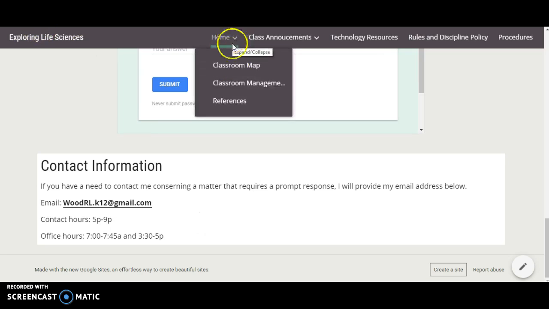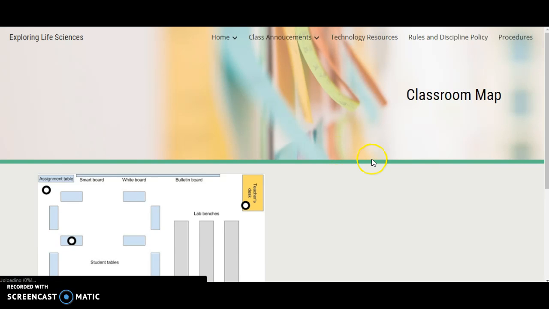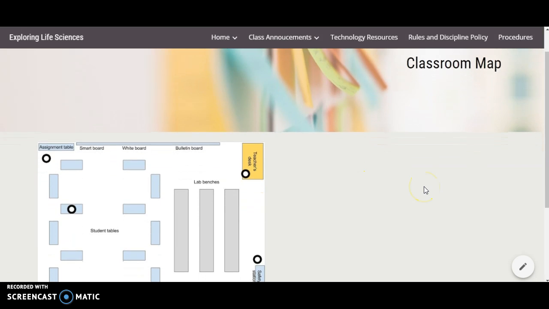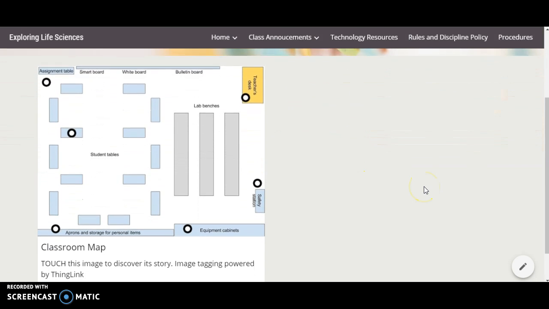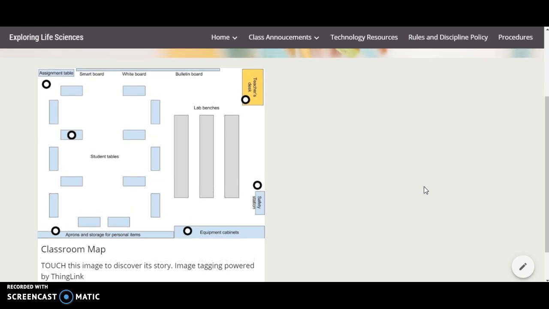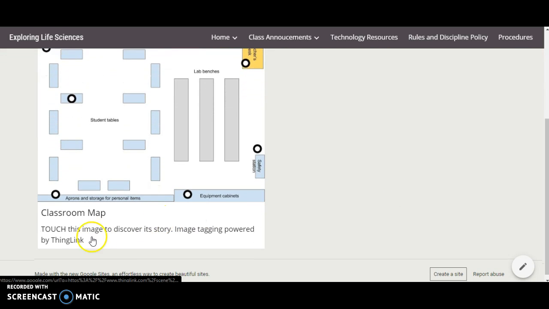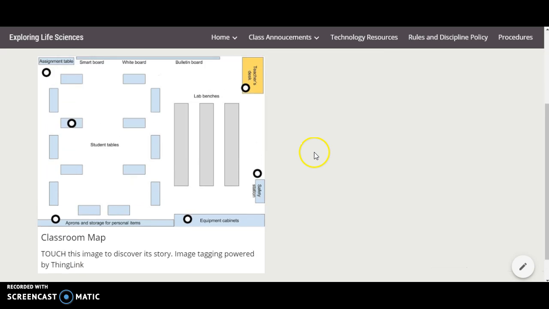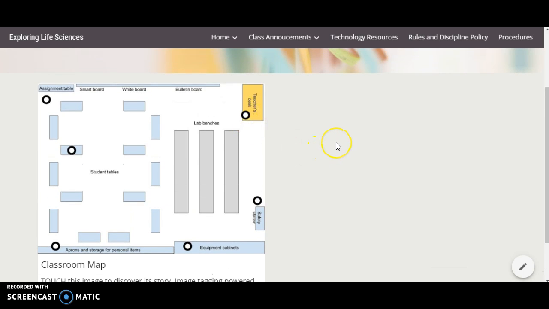The last feature that I'd like to discuss with you is my classroom map here under the Home tab. I have provided a map of my classroom here. This is a clickable link to ThingLink where you can hover over these items if you click the link, but I'm not going to click it for these purposes. This just shows the layout of my classroom. My desk is over here in the corner. The door is over here.